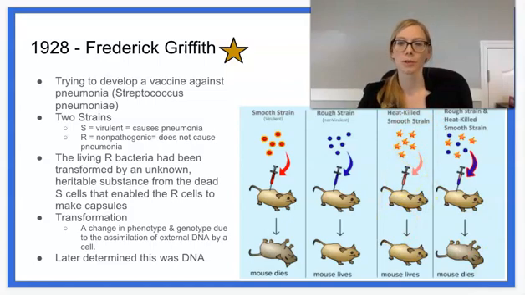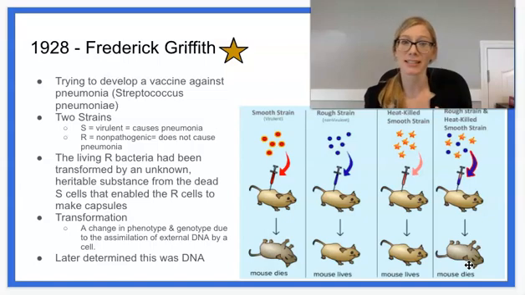So he goes on and does one more thing. He takes the rough strain and the heat-killed smooth strain, and he puts them into the mouse. And what does he see? Here he sees that the mouse actually dies, which is interesting, right? Because we took two strains, both of which individually did not cause the mouse to die, and we inject them into the mouse. Wonder what's going to happen, right? Well, what do we notice?